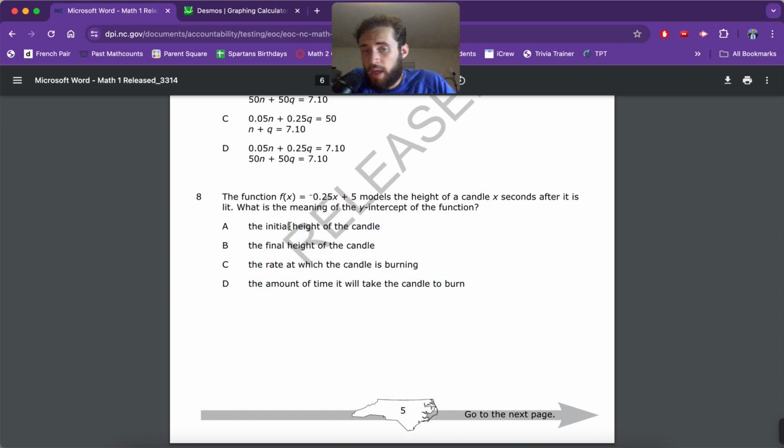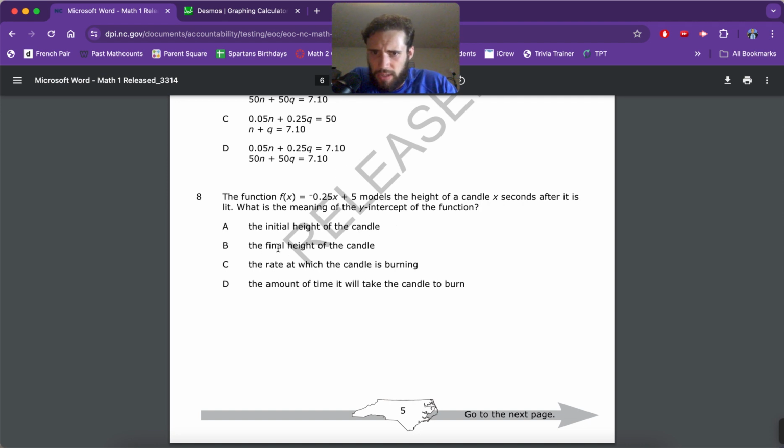Initial means the beginning. You can think of the initials of your name as the beginning parts of your name, right? Like the first letter of your first name, first letter of your last name. It's the initial part. So initial means at time 0 or at the very beginning. So the initial height of the candle is, yeah, that's what it would be. So when x is 0.